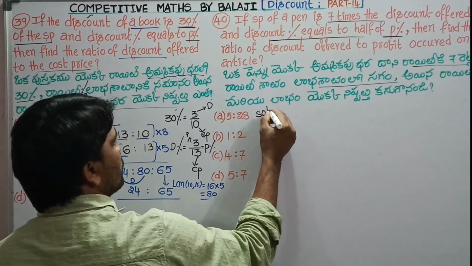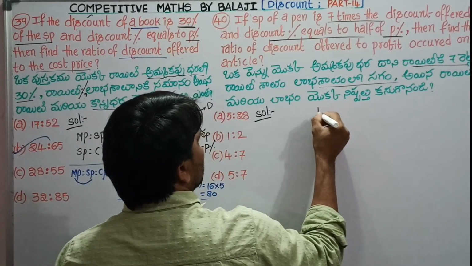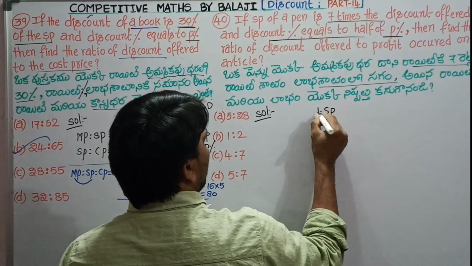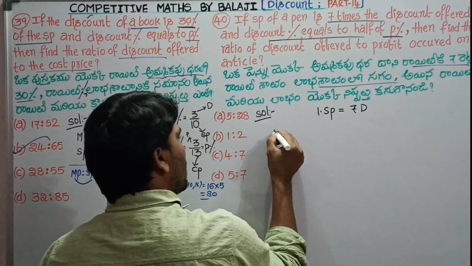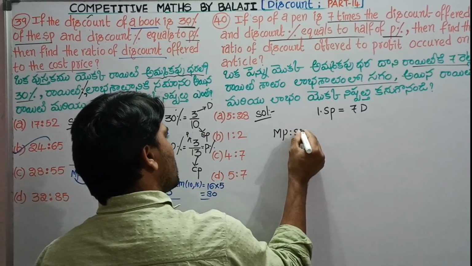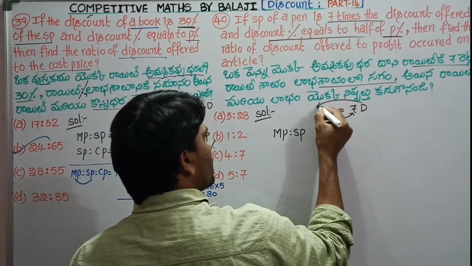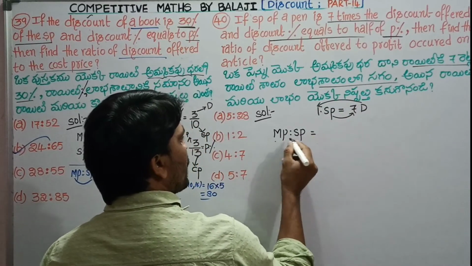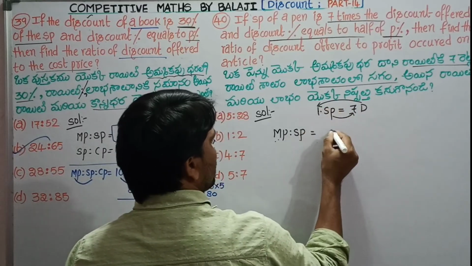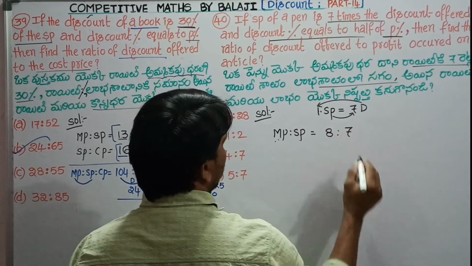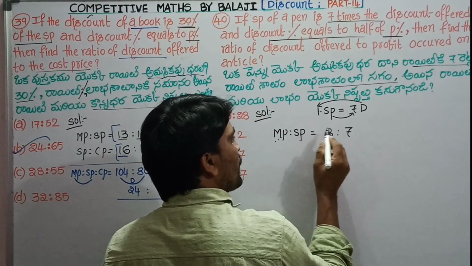Solution. Given, SP of one pen, SP is equal to 7 times of discount. Consider the ratio of market price to selling price here. That is, if SP is 7 units, discount is 1 unit. So ratio of market price to selling price: market price is selling price 7 units plus discount 1 unit, that is 8, and selling price is 7 units. Now market price of the article is 8 units, then selling price is 7 units.